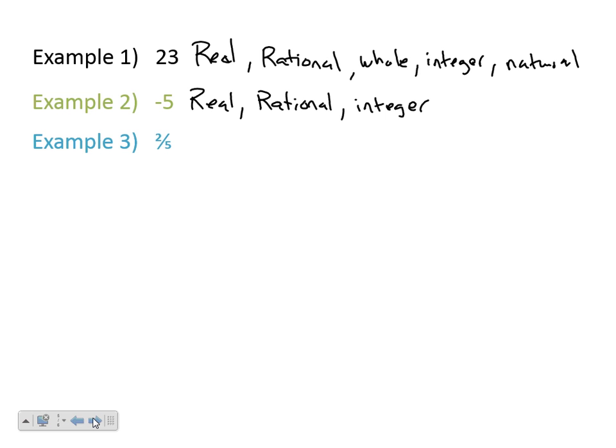How about 2/5? Is it real? Yes. Whose house? It is rational because this is a fraction, right? Can it be written as a fraction? It already is. So it's definitely rational. It's not irrational. Is it whole? Integer? No. Count to 2/5? No. So this one only had 2 answers.